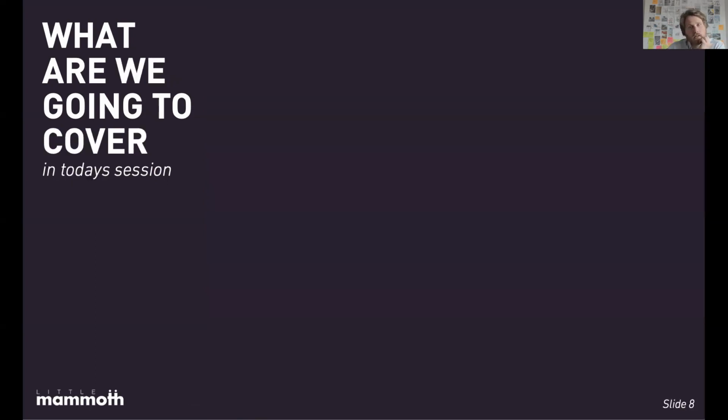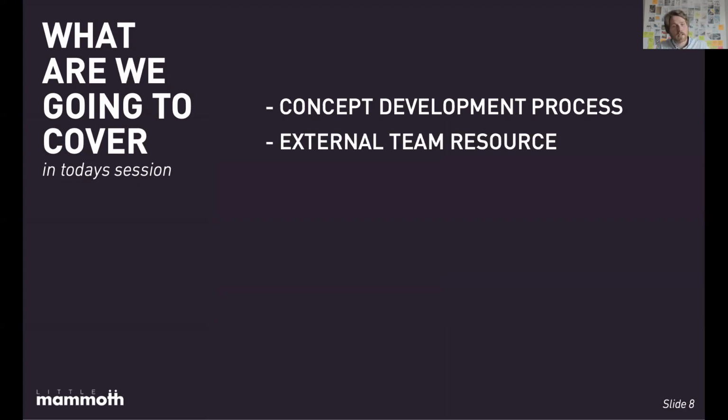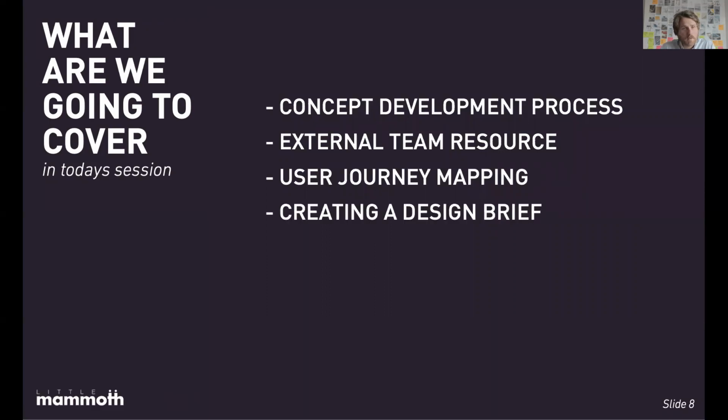What we're going to cover. In this workshop, we are going to be covering the concept development process and all the stages involved in that process. We're going to be covering external team resources and all the people that can help at different stages of the process, but also what they do and what their outputs are. We're going to be talking about the user journey, and we've got an exercise to go through that to help you get a better understanding of the user experience. And we're going to be helping you to create your design brief. It's a really important phase to have that clarity and some guidelines to design around.